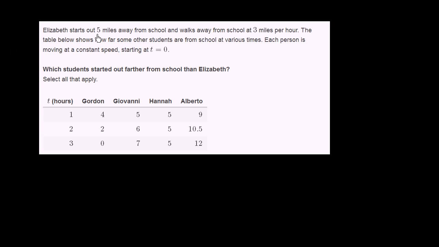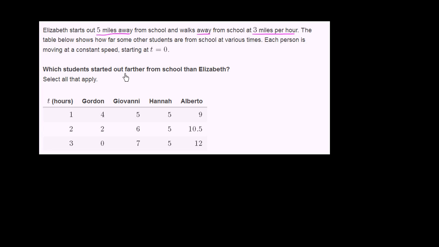Elizabeth starts out 5 miles away from school and walks away from school at 3 miles per hour. So she's already 5 miles away and she's going to walk even further away at 3 miles per hour. The table below shows how far some other students are from school at various times. Each person is moving at a constant speed starting at time equal to 0.